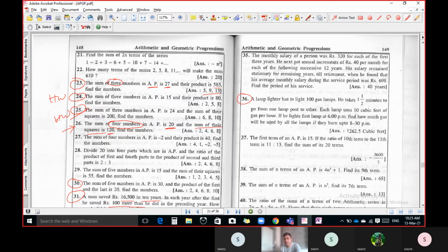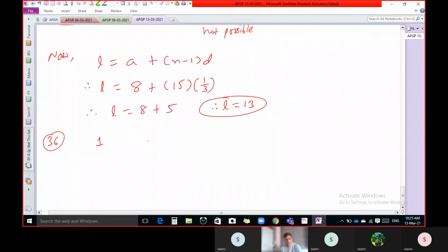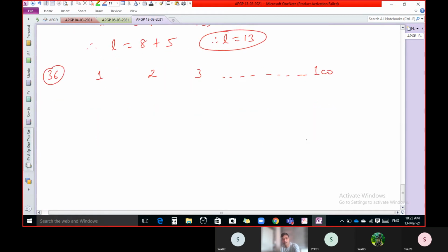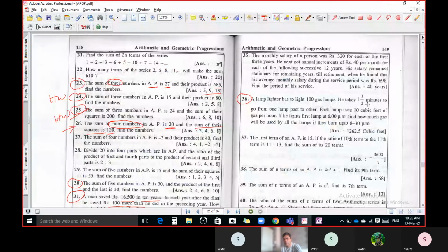So here it is given that he lights the first lamp at 6 p.m. and there are 100 gas lamps. See, it's like this: first, second, third, up to 100 gas lamps. Then what other information is given? Time. He lights the first lamp at 6 p.m. and he takes 1.5 minutes to go from one lamp post to the next.